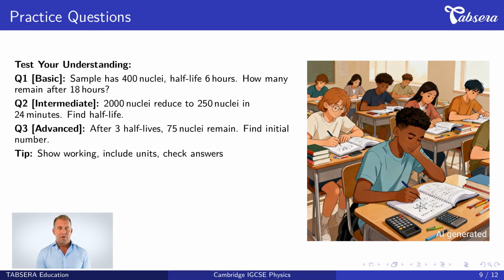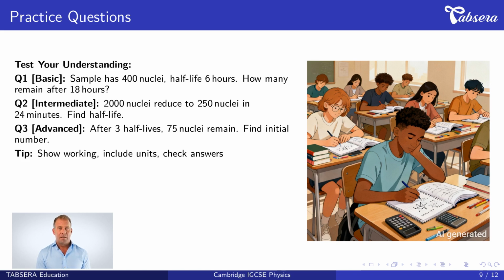Now practice what you've learned with these 3 questions. Question 1 is basic level. It asks, a sample has 400 nuclei with a half-life of 6 hours. How many nuclei remain after 18 hours? This tests your ability to calculate the number of half-lives and apply step-by-step division.